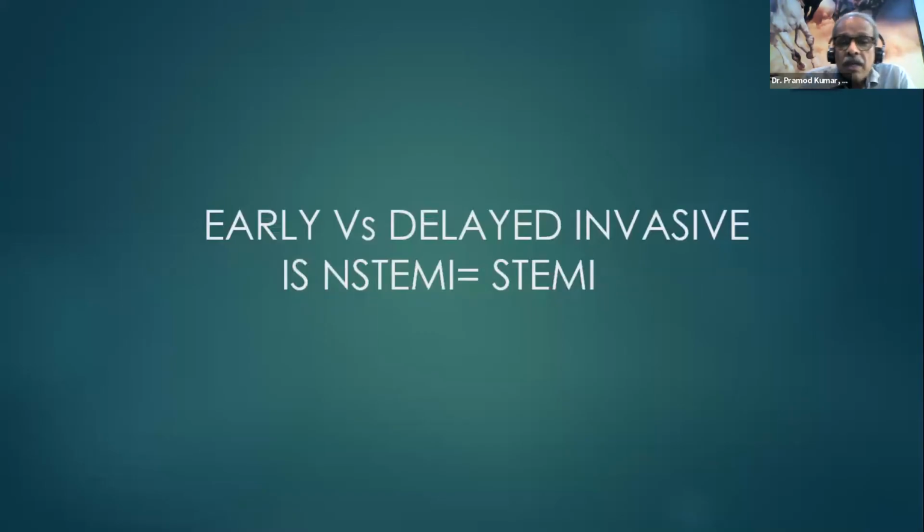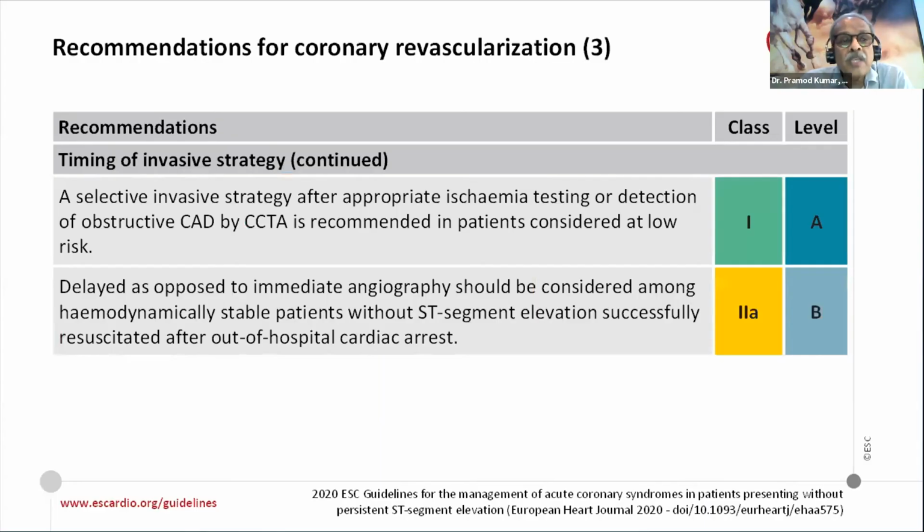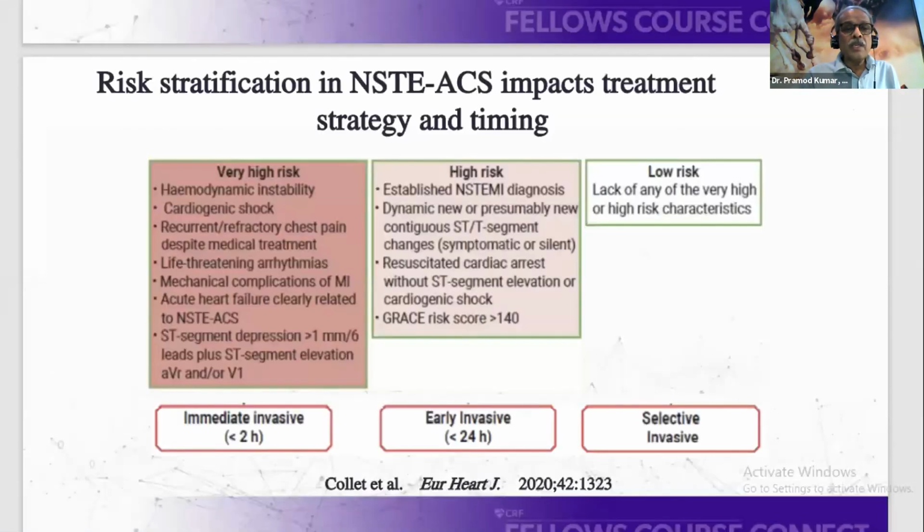Early versus delayed invasive strategy in non-STEMI: whether NSTEMI is equivalent to STEMI. As I've already said, that very high risk group is to be treated as STEMI, and everything has to be done. We have already discussed this. As you can see here, the very high risk group has to be treated like STEMI, and they should be subjected immediately to an invasive angiogram, and then the treatment has to be decided based on the outcome of that angiogram. The high risk group can be treated at a slightly delayed time, but this is what we call early invasive, less than 24 hours.